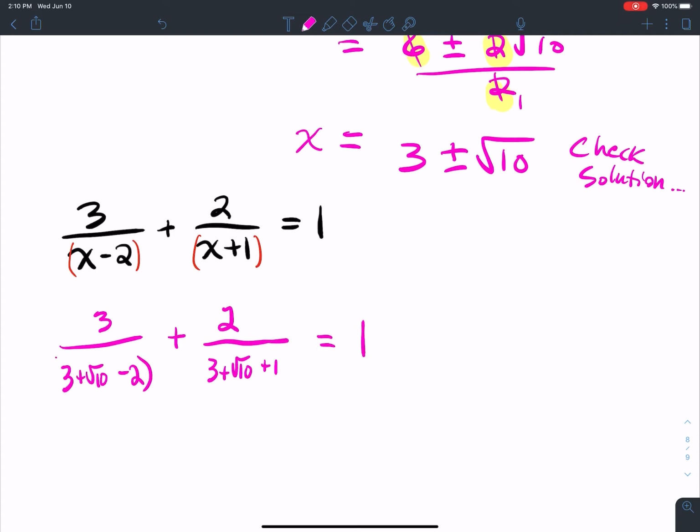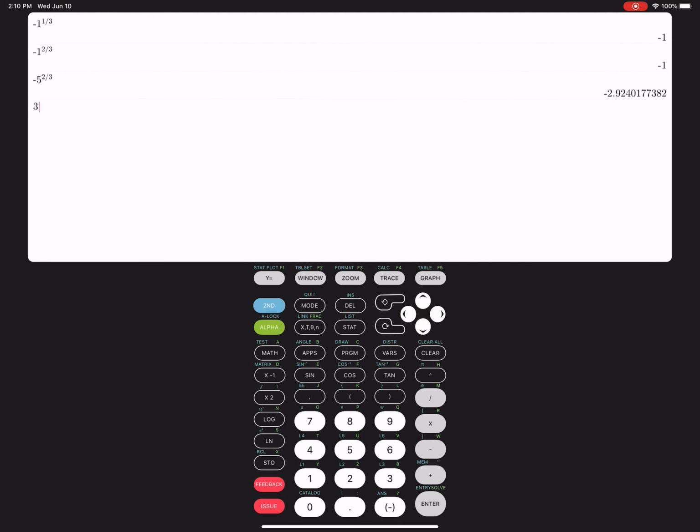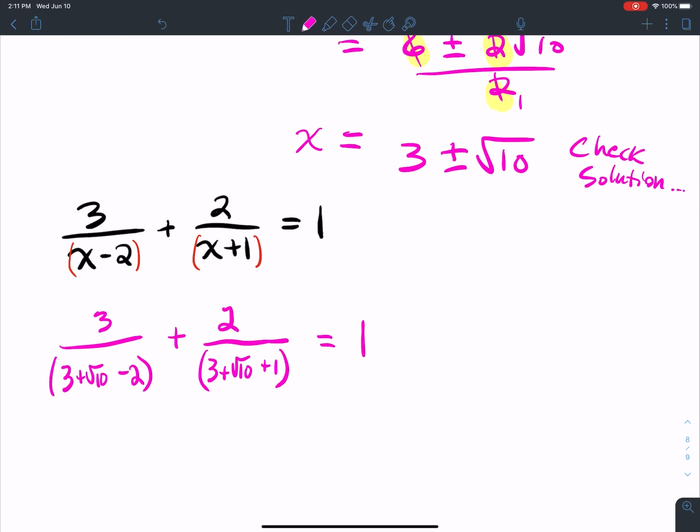So you can do this. Type it in your calculator: 3 divided by parentheses 3 plus the square root of 10, and then minus 2, and then plus 2 divided by parentheses 3 plus the square root of 10, and then plus 1, close parentheses, and guess what? You get 1. So this works.